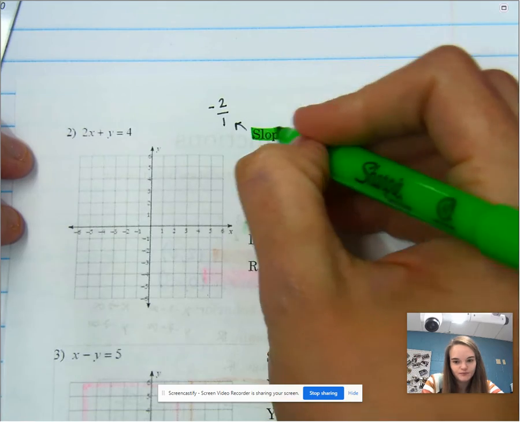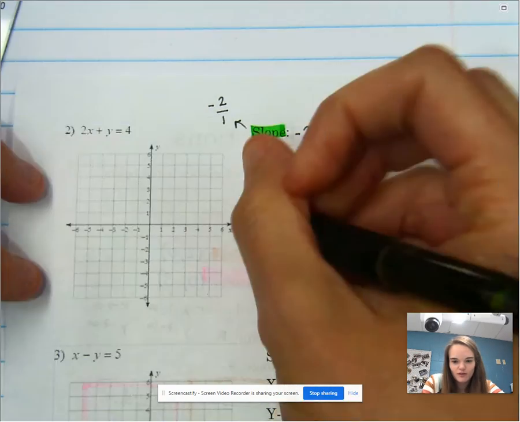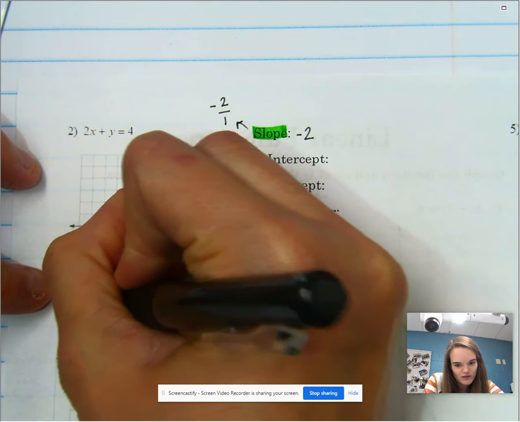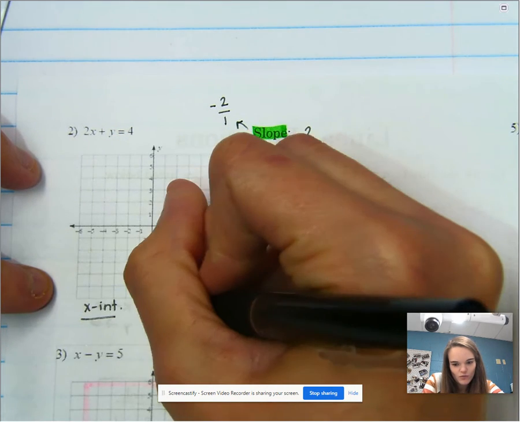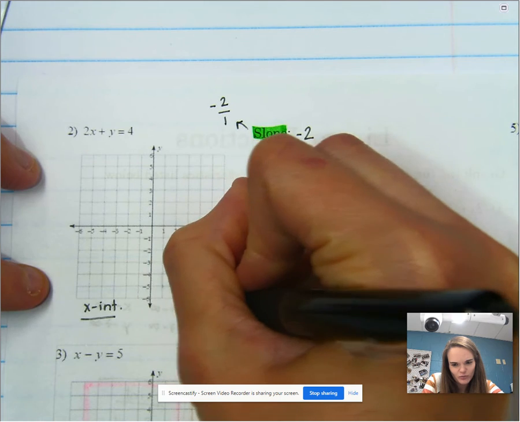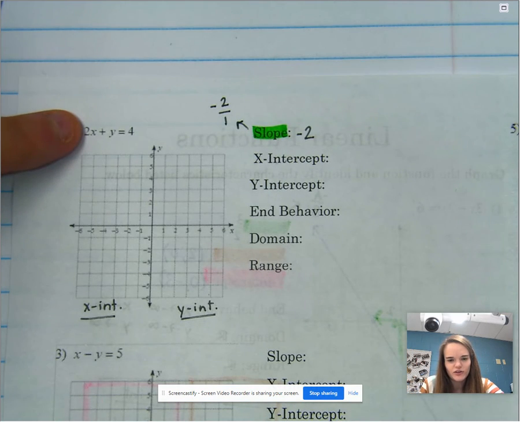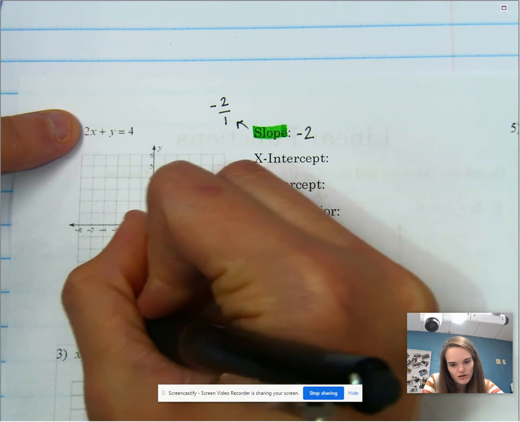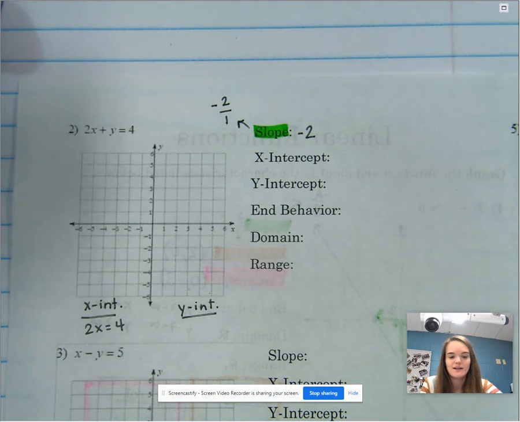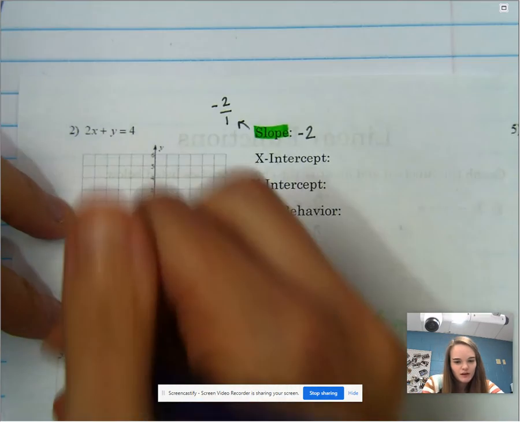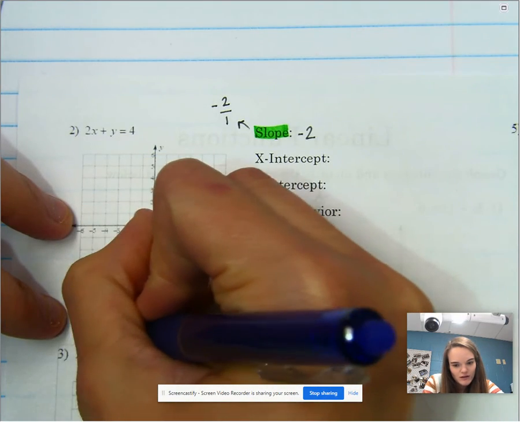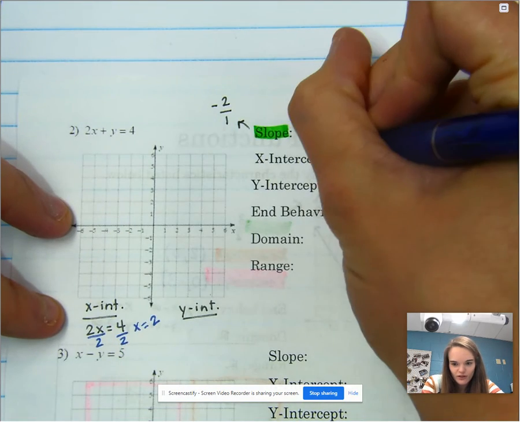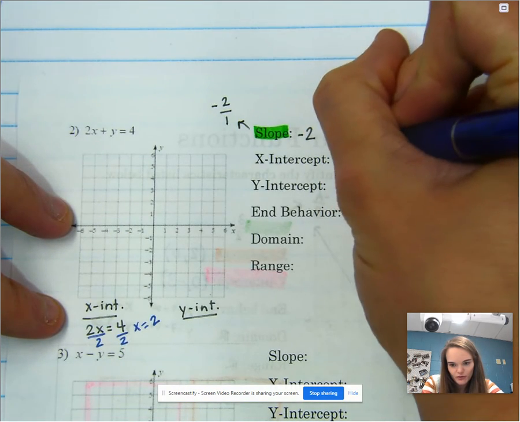That's the slope. Okay. Then we're going to find the x-intercept and then the y-intercept. X-intercept, y-intercept. And I'm kind of out of some room. That's okay. X-intercept. Cover up y. I would have 2x equals 4. Divide by 2. X equals 2. So my x-intercept is 2, 0.